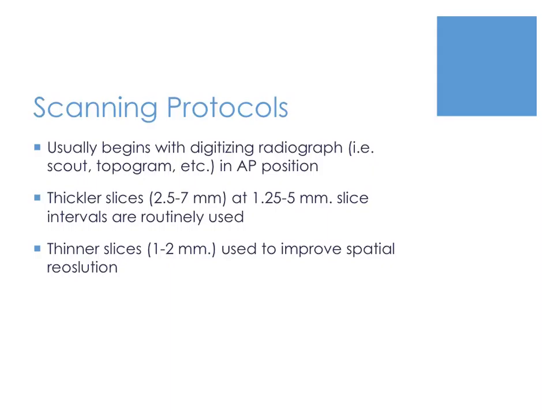Usually, the scanning of the mediastinum begins with the digitizing radiograph. So, a scout or a topogram, it has various names, and this is done in the AP position. Thicker slices of 2.5 to 7 millimeters, usually at 1.25 to 5 millimeter slice intervals, are routinely used. Thinner slices, like 1.2 millimeters, are used to improve the spatial resolution.